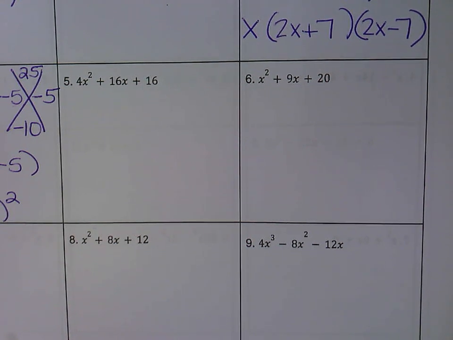Just x times x. This one? 20 goes on top, and the 9 goes on bottom, because it's really 20 times 1. So 6, 7, and 8.